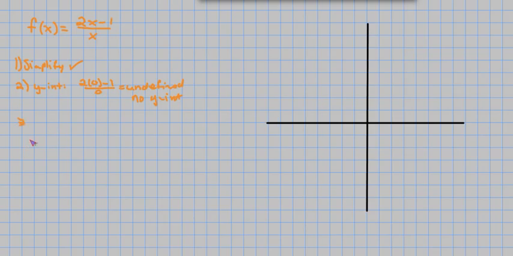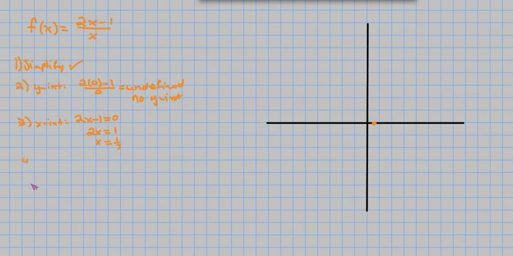Our third step is to find our x-intercepts. And again, for our x-intercepts, we just let our numerator equal 0. So in this case, 2x minus 1. So here we would add 1 to both sides and divide by 2, and x equals 1/2. So right here, x equals positive 1/2 is our only x-intercept.